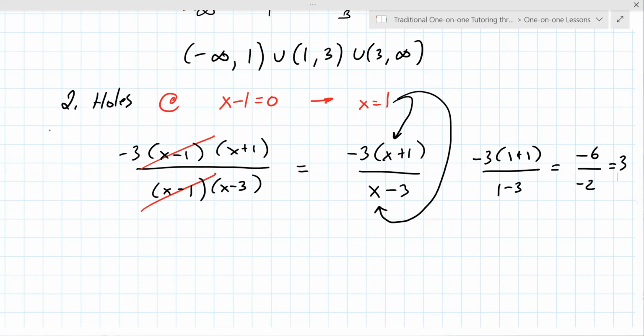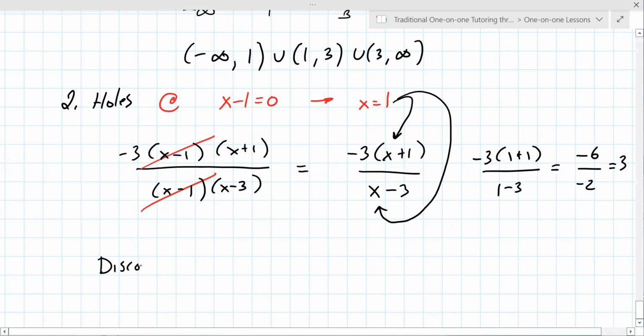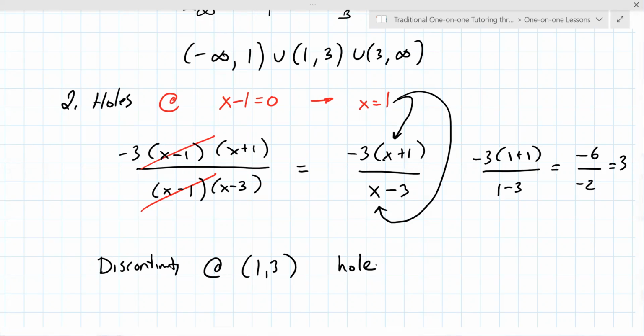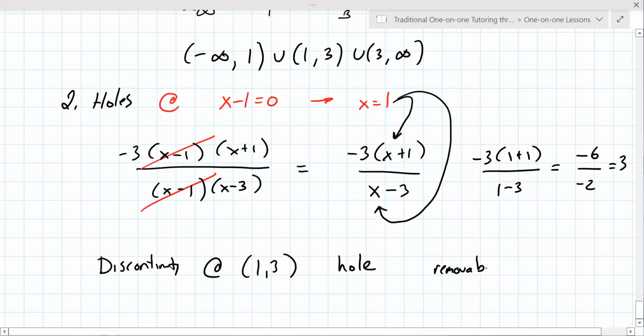And that's a discontinuity. So there's a discontinuity at (1, 3), and you want to say what it is. It's a hole. And if you want to know why it's removable, because they may ask you on a test, it's because you can fill in a hole. If you make a hole, you fill it in.